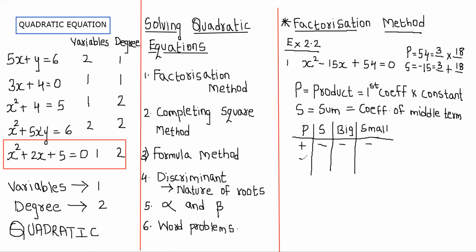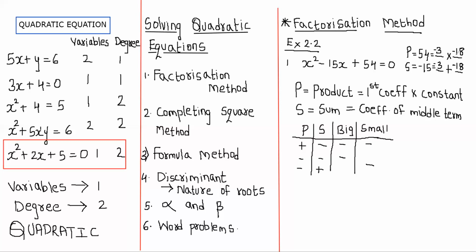And when P is negative and S is negative, the minus sign will go only to the bigger number. When P is negative and S is positive, the minus sign will go to the smaller number. So when we follow this table in our sum, P positive, S negative, we have to give the minus sign to both the numbers. And then, students, we have to verify whether we are getting this P and S.